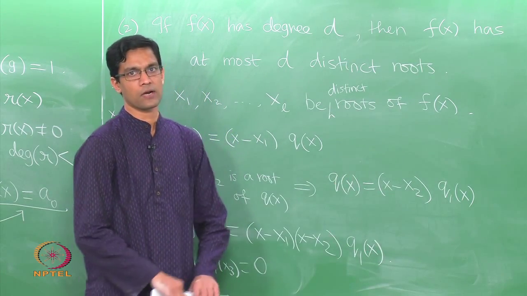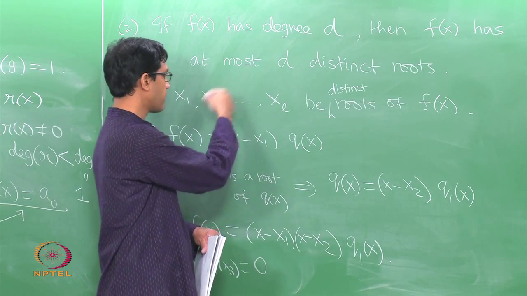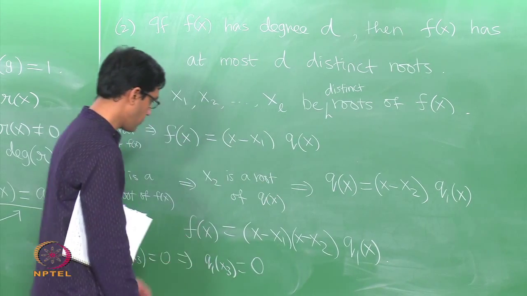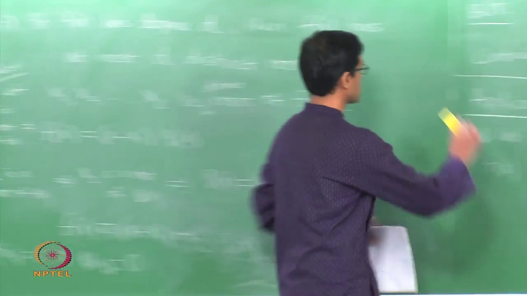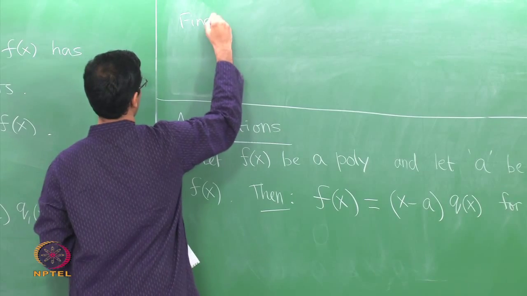At every step you conclude that a term of the form x minus x3 will divide the next fellow, x minus x4 will divide the next fellow, and so on. So you keep going and conclude at the very end of this process, finally what do you conclude?